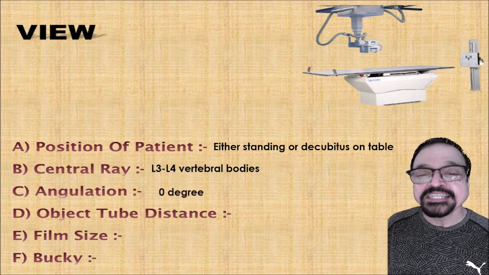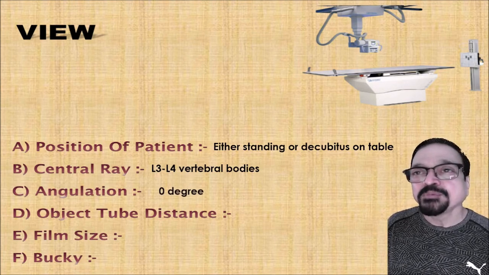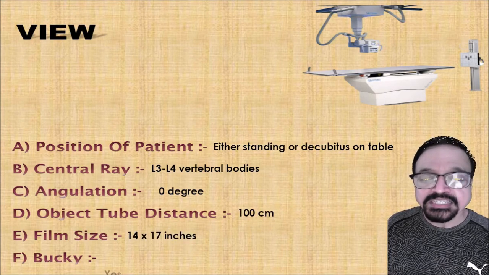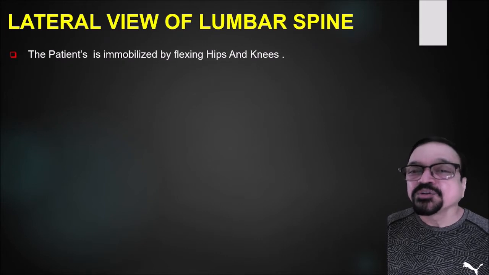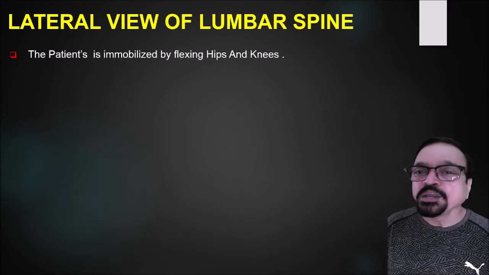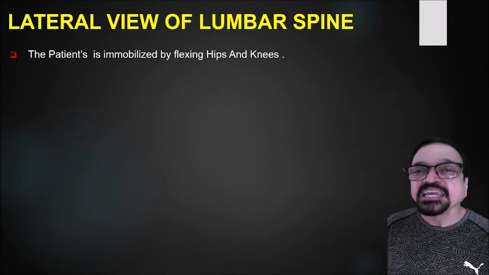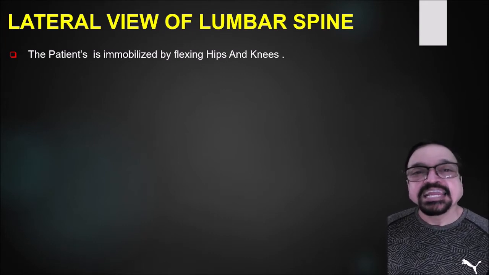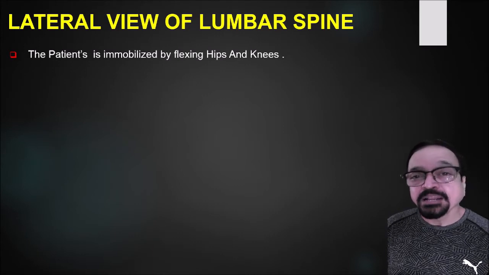You will have to adjust the technique, as well as sometimes you will have to repeat the X-ray with proper penetration. Now the distance is 100 cm, film size is 14 by 17, and Bucky is required to get a clear picture. Now let's see. The point of interest is the patient is immobilized by flexing hips and knees. If the patient has straight hips and knees, he will either bend forward or backward. He will not be stable. Second thing, the exposures of the lumbar spine are long exposures. So you need a stable patient.